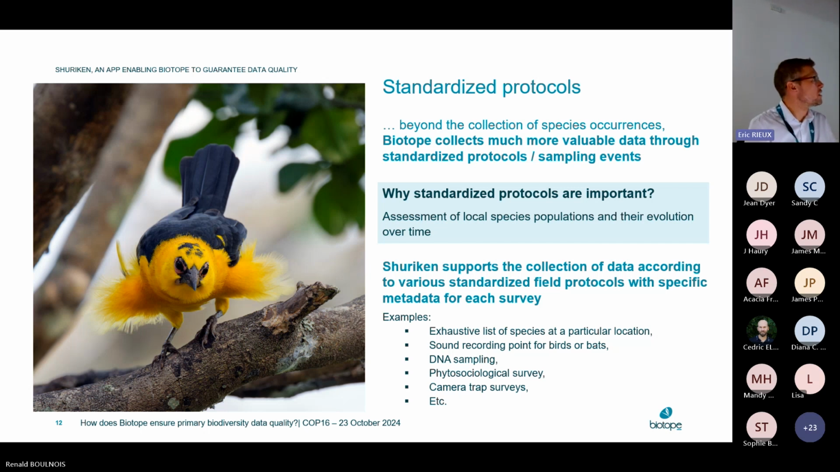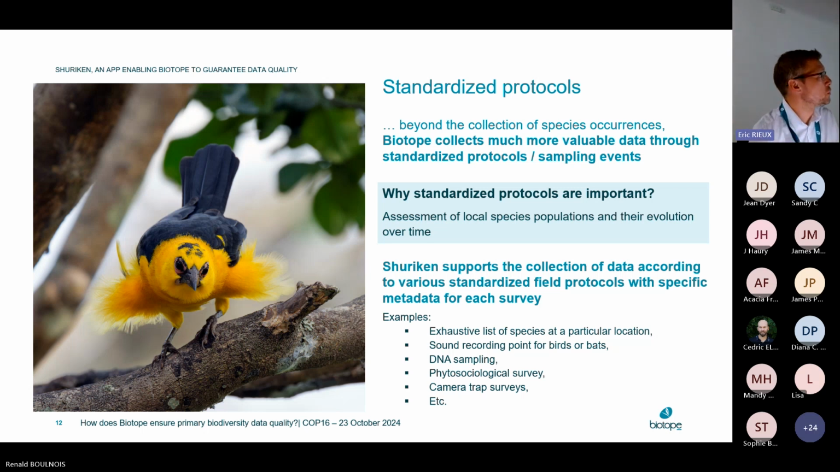So as written on that slide, BIOTOPE collects much more valuable data through standard protocols and sampling events. Standardized protocols are very important because they allow for long-term monitoring of, for example, habitat coverage, species populations, any threat in the landscape, everything you can collect through monitoring in the landscape based on standard and replicable protocols.